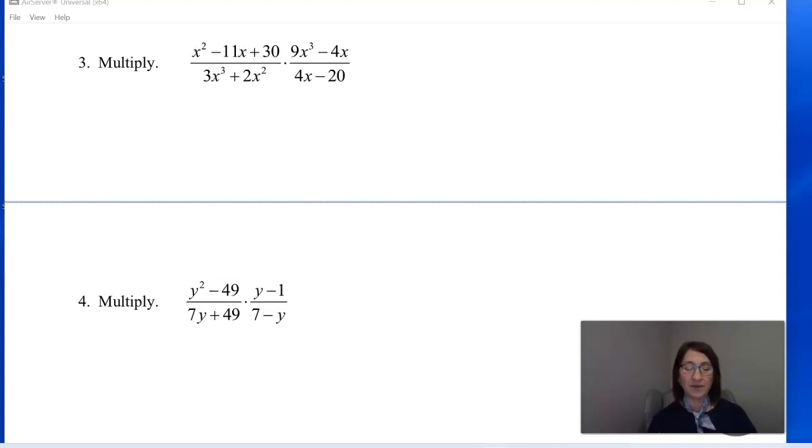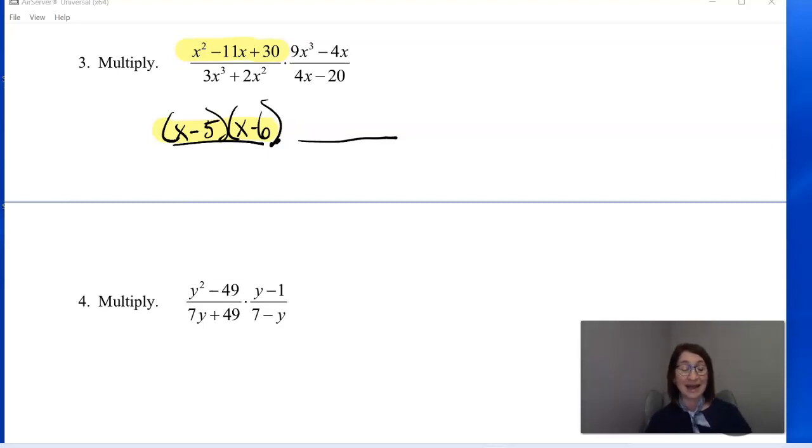So let's start here with our numerator. I've got x squared minus 11x plus 30. Actually, I forgot to do my 2 fraction bars. So that is going to become x minus 5, x minus 6 in factored form. Then I can look at my denominator of that same rational expression. And so I can take out an x squared, and I'm left with 3x plus 2.